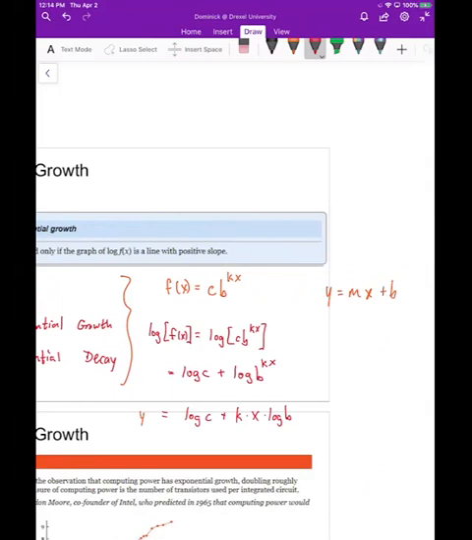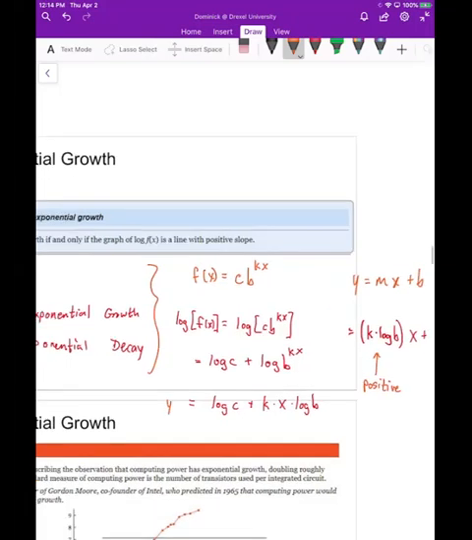As long as you dress it up a certain way, we would need to say that k times log of b is our m, and then we have x plus log of c as our b. Now, the constant term doesn't affect your slope, right? But if this is positive, then your slope is positive. So of course that would mean that k would need to be positive and log of b would also need to be positive, right? So that's sort of the idea there.